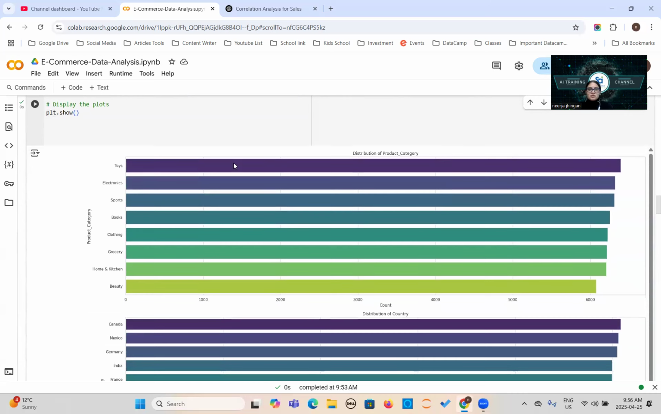Okay, here you can see on this graph that toy is your product category which is sold most of the time. This means customers are buying more toys from your shop, and then electronics, then sports, then books. So it is giving a clear vision to your stakeholder about which product category is sold most of the time. Now if they look at it, 6,000, right?